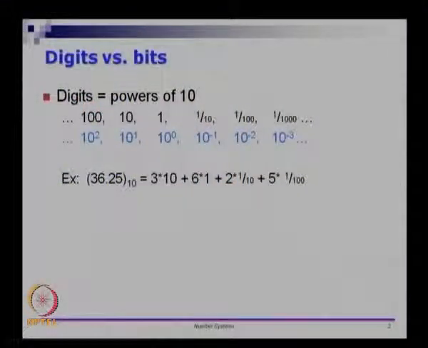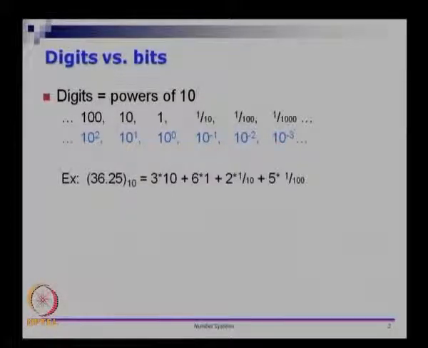We already saw this notion of digits versus bits. When we say digits, they are in the powers of 10. We know that when we have ones, tens, hundreds and so on, they are actually 10 power 0, 10 power 1, 10 power 2 and so on. And we also have 1 by 10th, 100th and 1000th and so on. That is as good as 10 power minus 1, 10 power minus 2, 10 power minus 3 and whatnot.